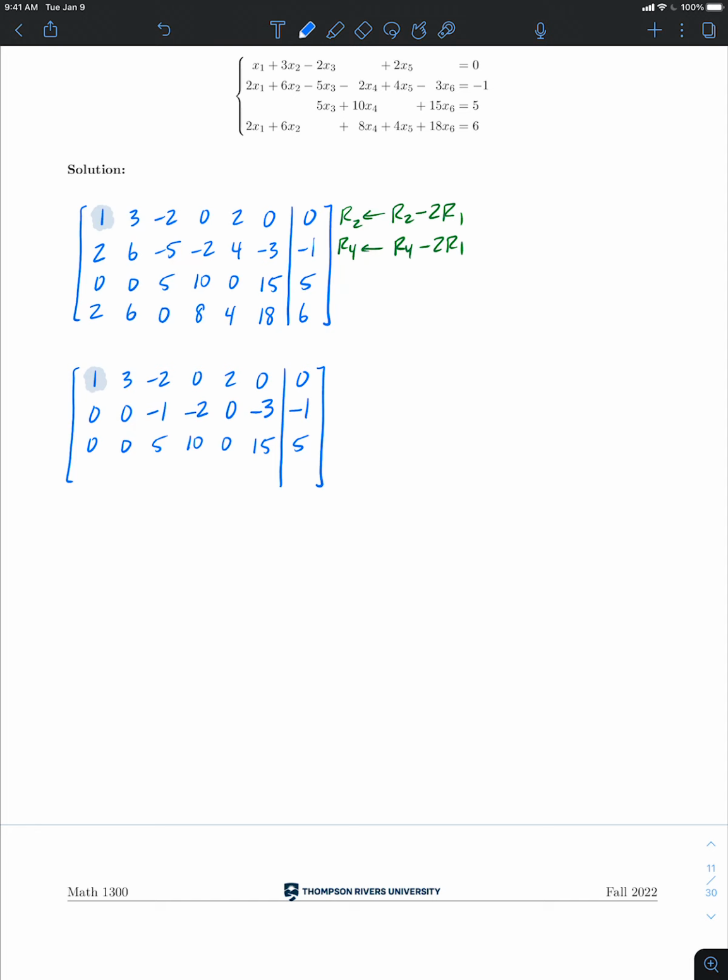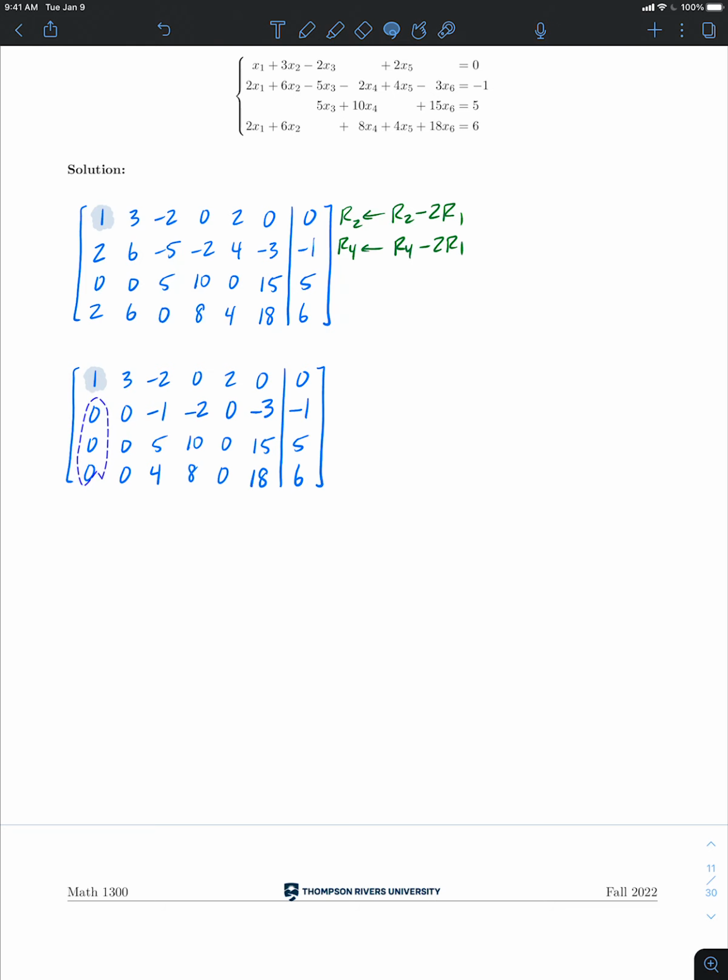So we're going to have 2 minus 2, 6 minus 6, 0 minus negative 4. So that's actually going to be 0 plus 4. Then we'll have 8 minus 0, 4 minus 4, 18 minus 0, and then 6 minus 0. So that's what happens when we perform those 2 row operations. And you can see they were successful. We successfully turned these 3 entries into zeros.